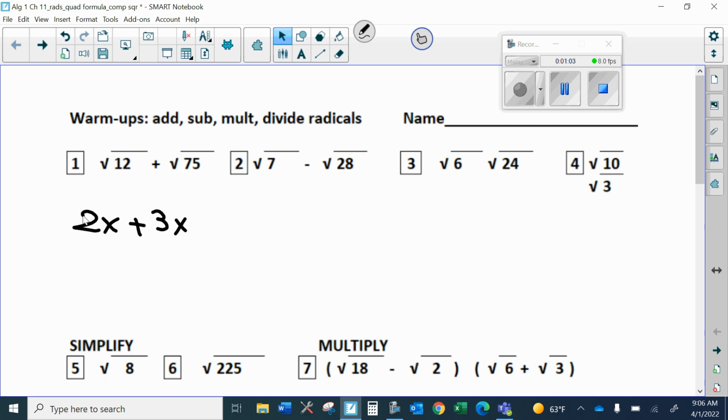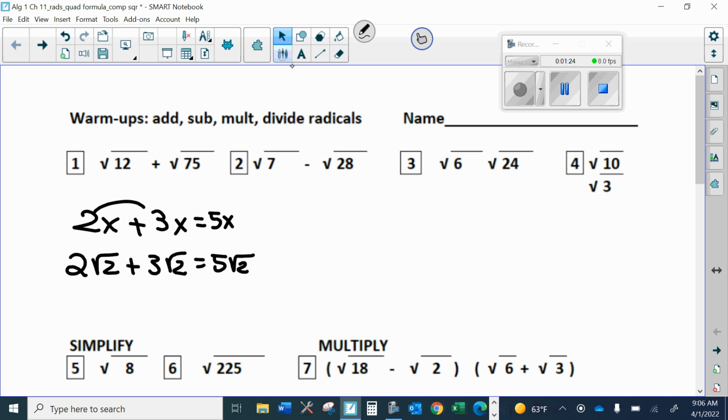Okay, and then what do I do with 2x plus 3x? All I do is add the coefficients and it'd be 5x. So let's say what was underneath the radical is 2 root 2 plus 3 root 2. Well, then that would just become 5 root 2. Like I said, the root 2's would be like the x. They have to be the same thing.